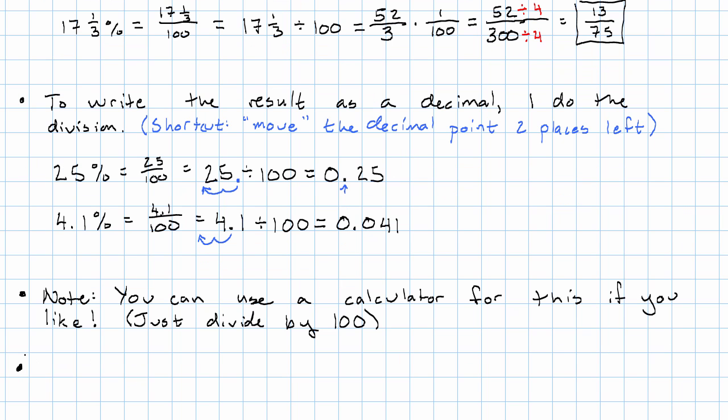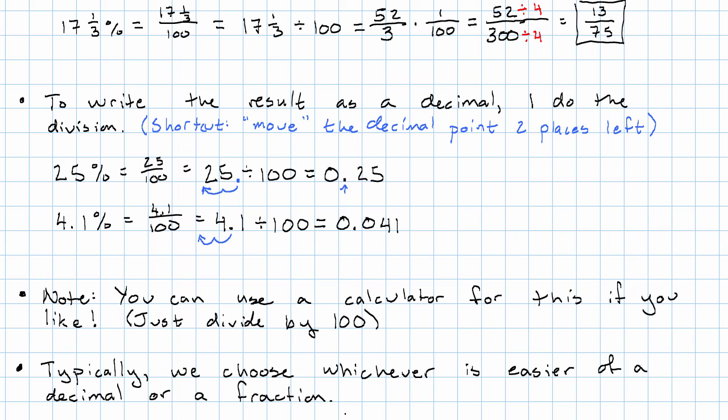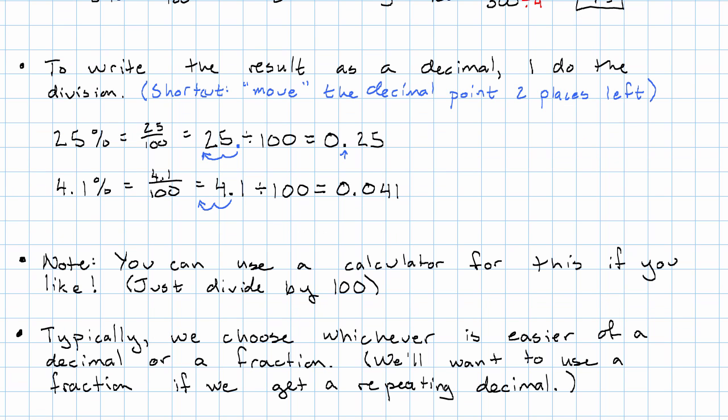And also note, we choose whichever is easier of a decimal or a fraction as our number. In particular, the big time that we'll want to use a fraction is if we get a repeating decimal, because doing any sort of arithmetic with a repeating decimal is just really awkward. Other than that, we can use whichever one we prefer of a decimal or a fraction.